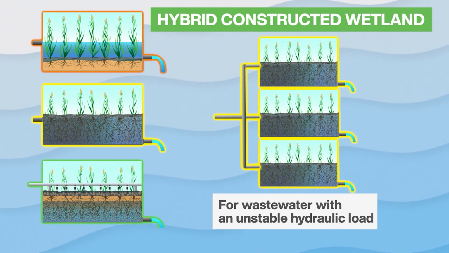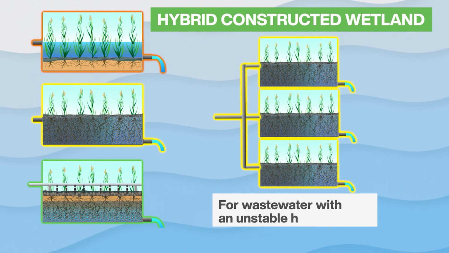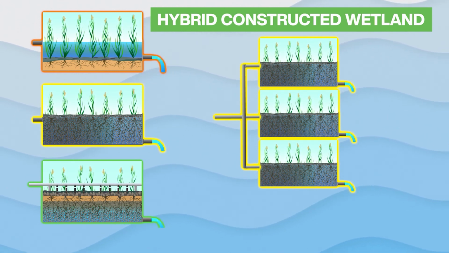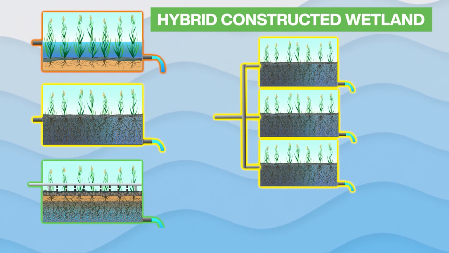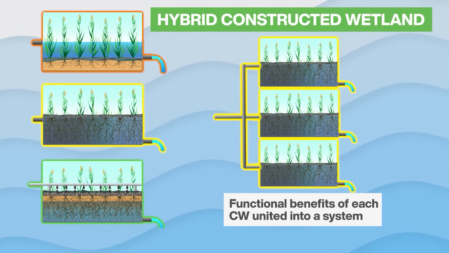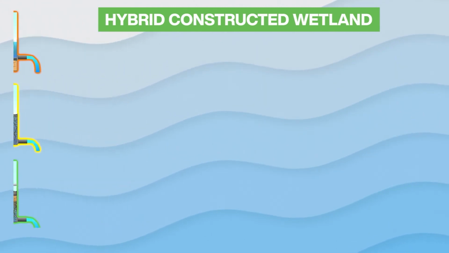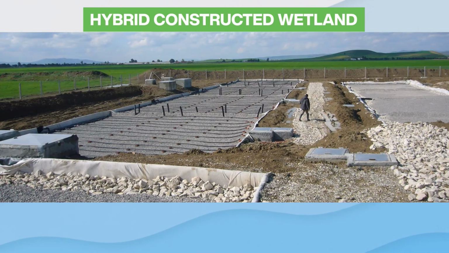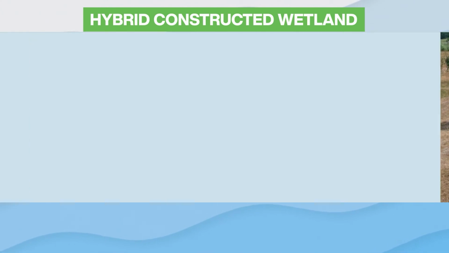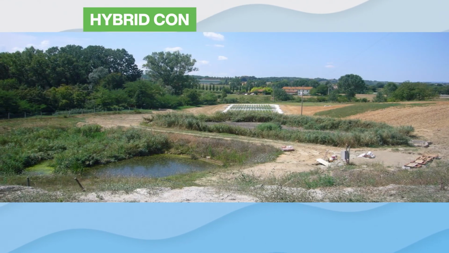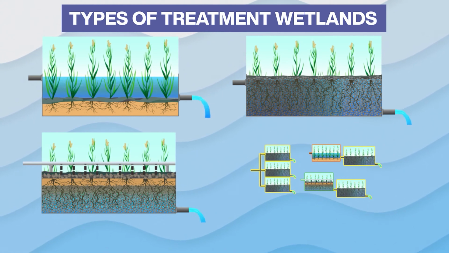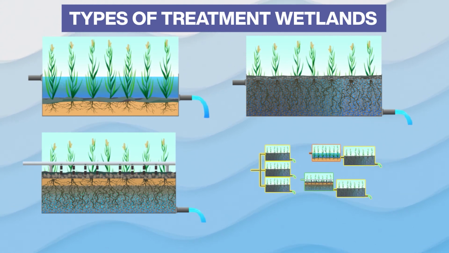It should be noted that the fourth hybrid type of constructed wetlands considerably enhances the functional benefits of each wetland united into system and, moreover, offsets the shortcomings and weak points of the other parts of the system. Hybrid constructed wetlands are used for the treatment of all of the above-mentioned type of wastewaters, including industrial wastewaters. So, Betsy, may I conclude that we have covered the topic types of constructed wetlands? Absolutely, Professor.